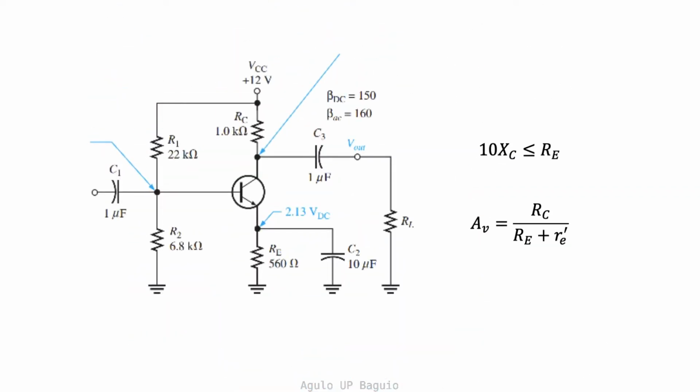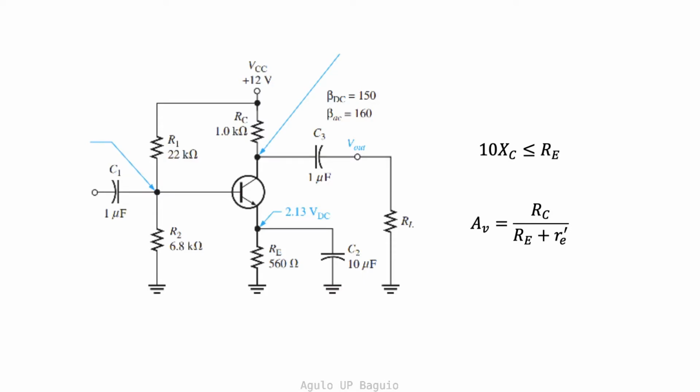Let's reanalyze this circuit focusing on the effect of the bypass capacitor. We can compute the impedance Xc of the capacitor C2 knowing the frequency of the input signal. As a rule of thumb, we select the capacitor value such that the emitter resistance must be greater than or equal to at least 10 times the capacitive reactance of the bypass capacitor.